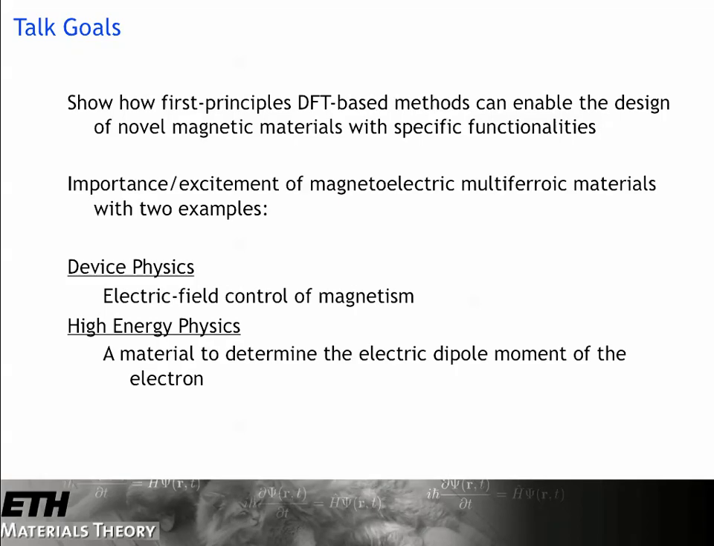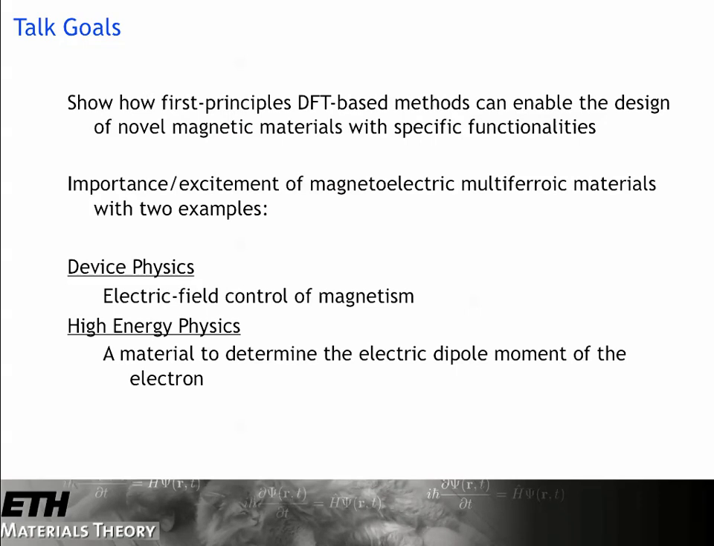Okay, so again, my goals are to really illustrate to you how electronic structure methods based on density functional theory can be useful in designing new materials. And my two examples are from a field of what are called magnetoelectric multiferroics. And so I hope to also give you a little bit of an overview of some of the excitement in this field and some of the applications. Device physics for electric field control of magnetism, and high energy physics to measure the electric dipole moment of the electron. If you get bored during the talk, you can contemplate what it means for an electron to have an electric dipole moment. This is something I still, as a materials scientist, have trouble getting my head around, but we'll talk about that a little bit.